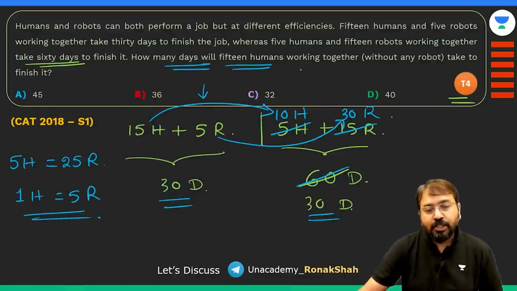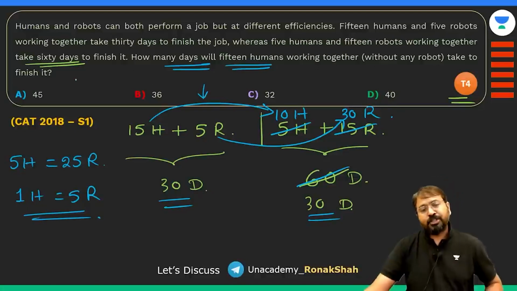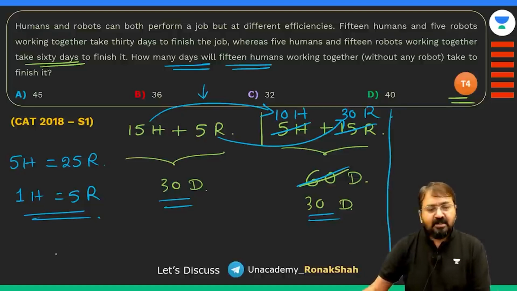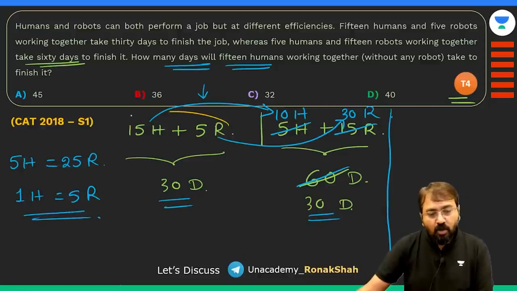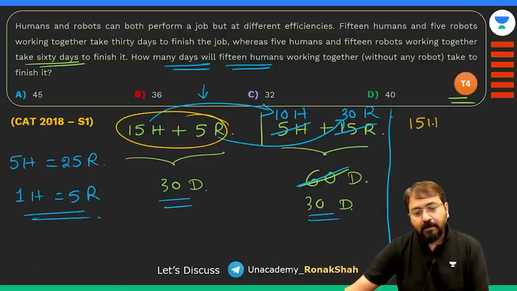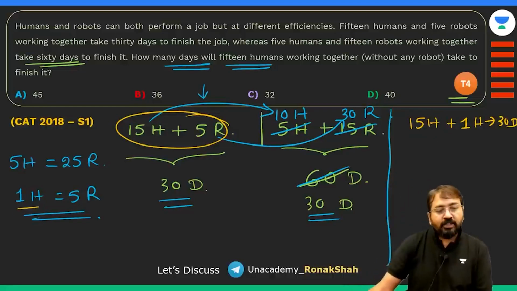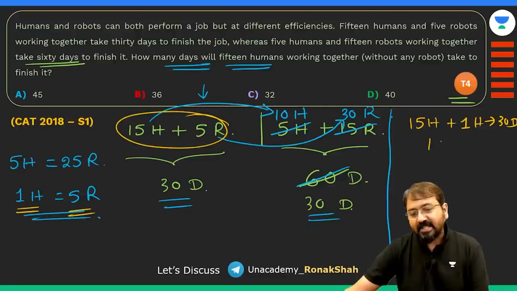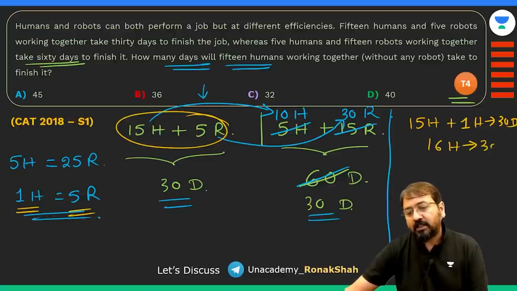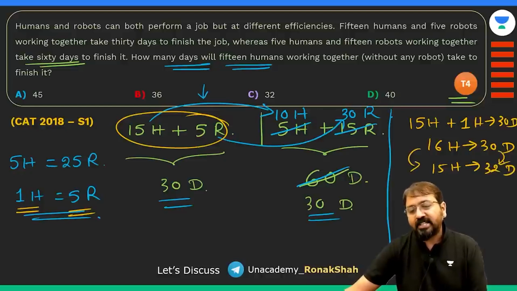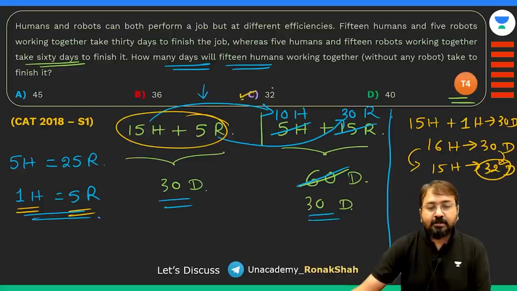How many days will 15 humans working together without any robot take to finish it? Now this part is very interesting, very simple. Guys, we were already told that 15 humans and 5 robots complete the work in 30 days. Yes or no? So can I replace these 5 robots by 1 human? Because we already know that 1 human is equal to 5 robots. So I can say 16 humans are able to complete the work in 30 days. So in how many days will 15 humans complete the work? Of course it has to become 32 days, because this is going down, so this should increase. The answer should be 32.